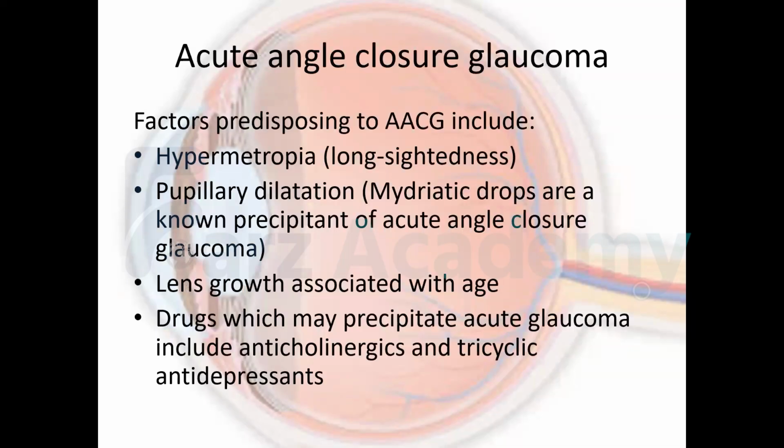So we'll see in detail about acute angle closure glaucoma now. What are the factors predisposing to angle closure glaucoma? Hypermetropia, pupillary dilatation, which can be due to mydriatic drops or any other cause which can lead to dilatation of the pupils, and lens growth associated with age. Drugs which may precipitate acute angle closure glaucoma are anticholinergics and tricyclic antidepressants. Both of them cause mydriasis. Hence, they can lead to closure of the trabecular meshwork and a raise in the intraocular pressure.